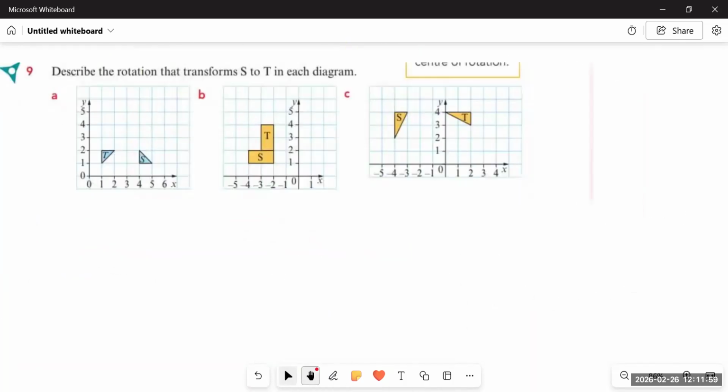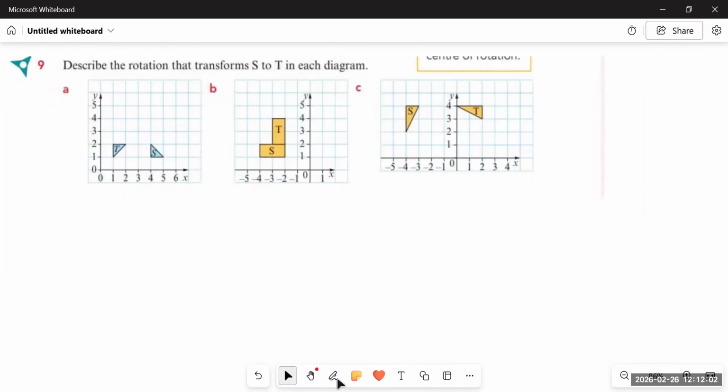Now, the last question of this exercise, which says, describe the rotation that transforms S to T in each diagram. So in the first one, the rotation is 90 degree clockwise in this direction. See, let's take some corresponding points. This is 90 degrees. So we can say that it's a 90-degree clockwise rotation with center 3, 3.